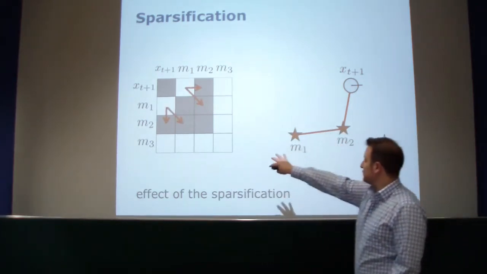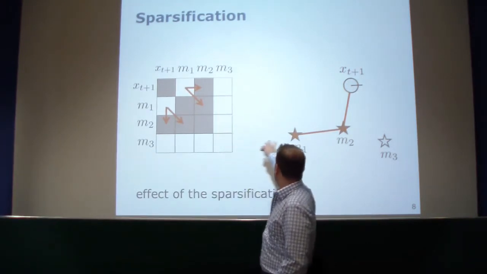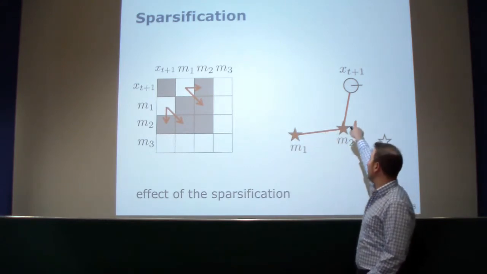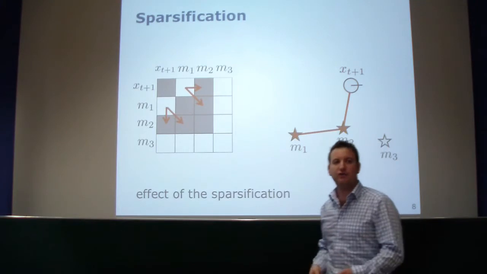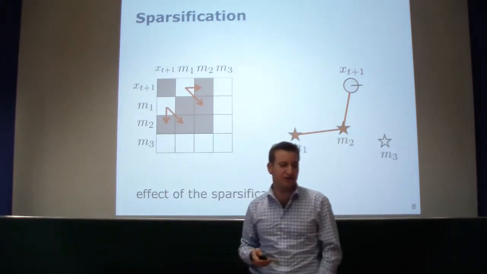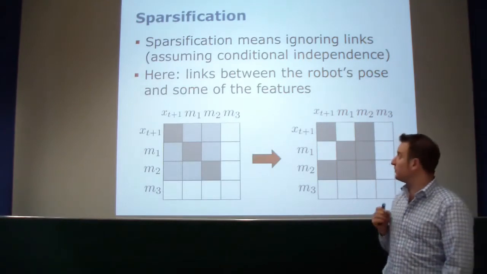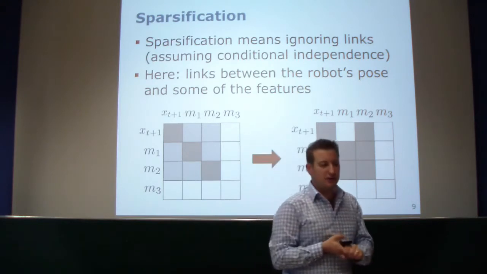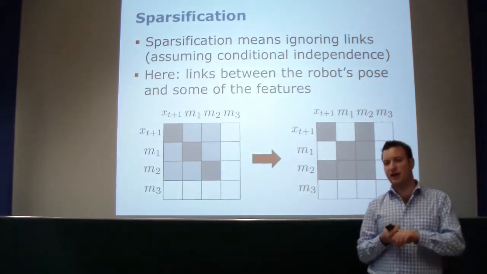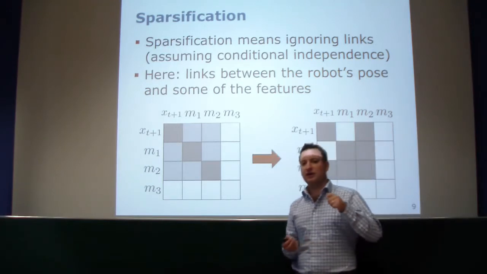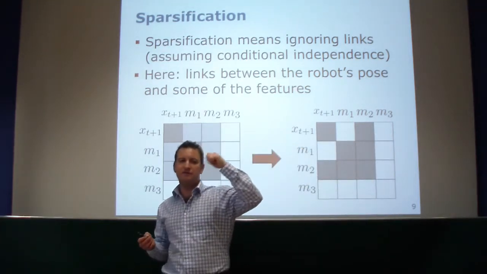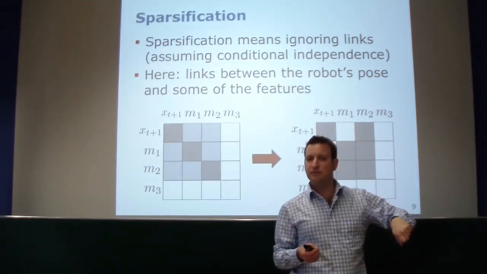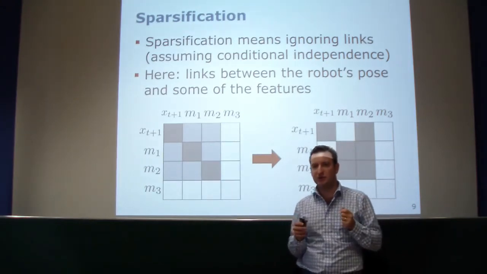Okay, and the effect of the sparsification here, you can see some of the information is moved to these other links, because if we remove one of those links, you can actually approximate that by manipulating these two links as well to be closer to the real estimate, not just setting those elements to 0. So what sparsification means is ignoring links which exist, so assuming conditional independence. And in the case of the sparse extended information filter, this is done between the robot's pose and those features or landmarks that have been active and now turn into passive ones. This is the key thing in sparsification.